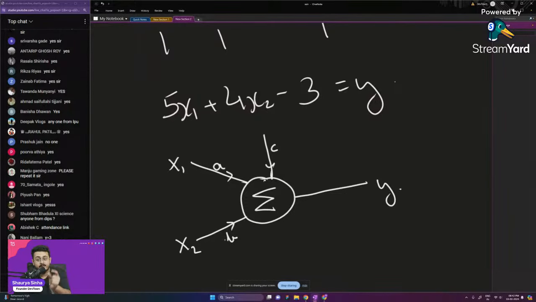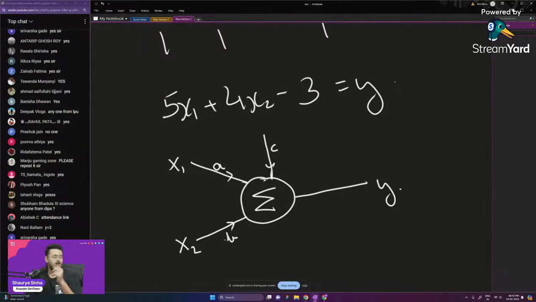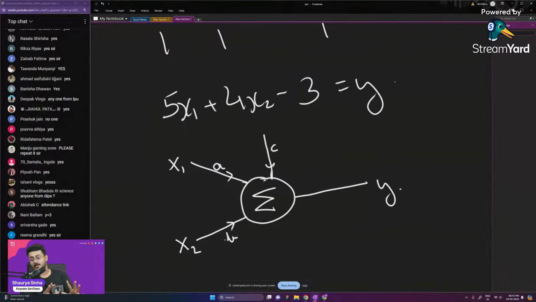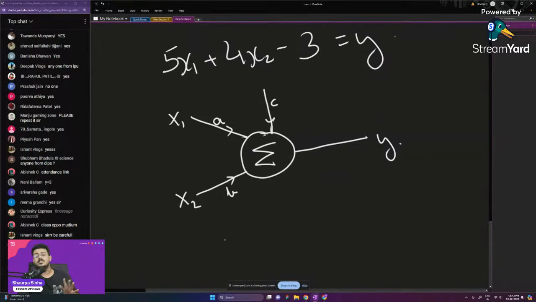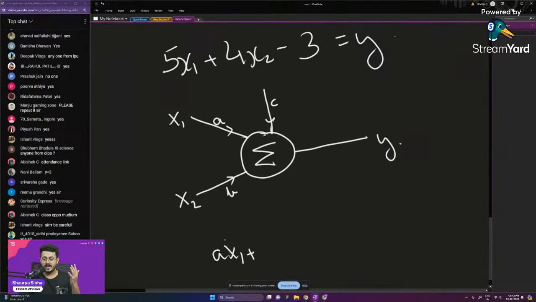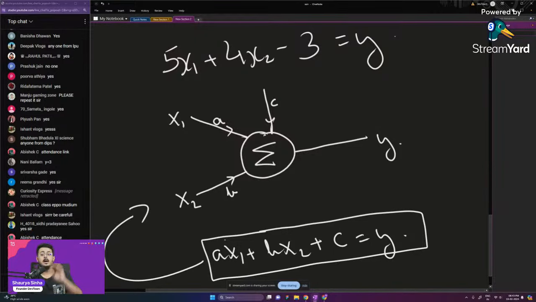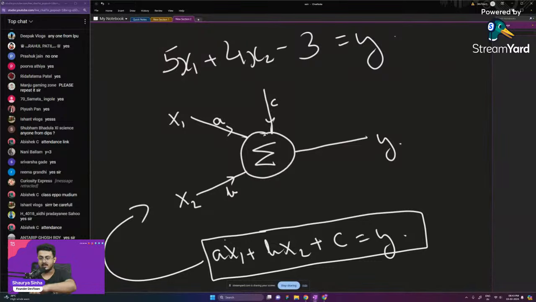So the perceptron is artificial, guys. The particular nucleus of our perceptron, this round circle, is our artificial nucleus. The nucleus is doing some kind of computation right over there to give us the answer. Here our computation is that it is doing summation. What summation? x1 multiplied by a, so a x1 plus b multiplied by x2, b x2, plus c is equal to y. This is what is represented by this basic perceptron model, guys. Again, this is a very basic perceptron model.